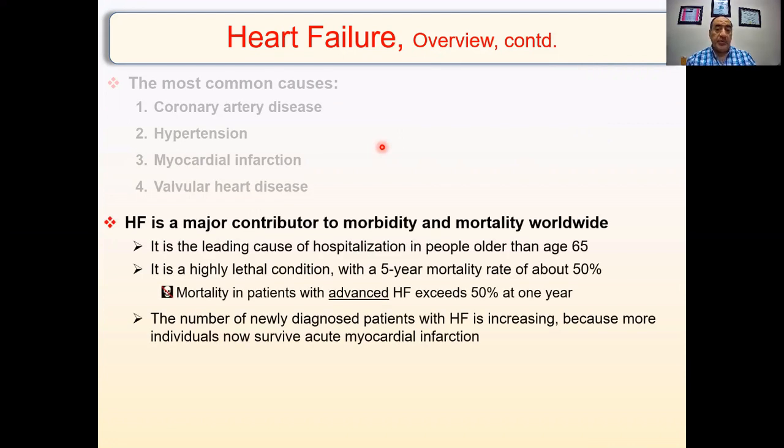It's a major contributor to morbidity and mortality worldwide. It's a leading cause of hospitalization in people older than age 95. It's a highly lethal condition. The 5-year mortality rate is about 50%, which means that if we count the deaths from the day the patient is diagnosed with heart failure until within 5 years, and suppose we are talking about 1 million patients, half of these patients usually die.